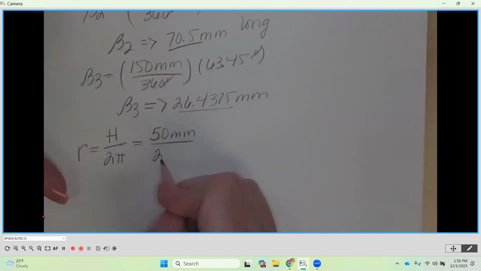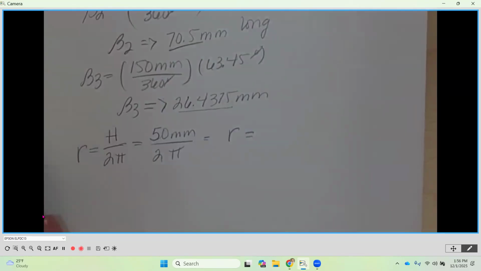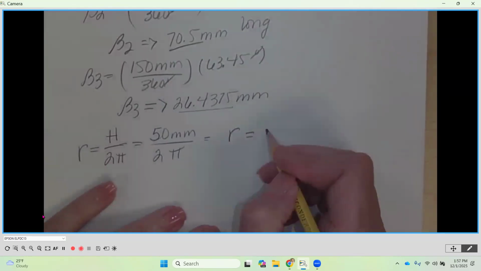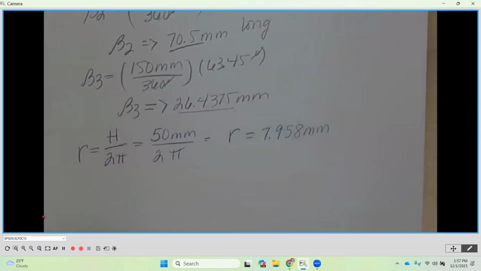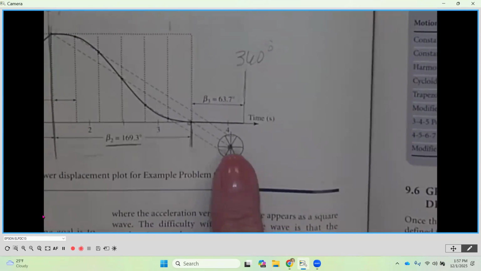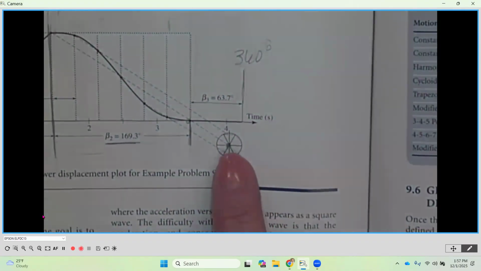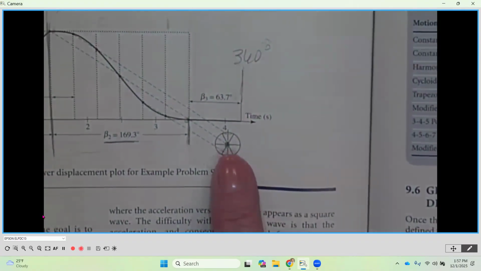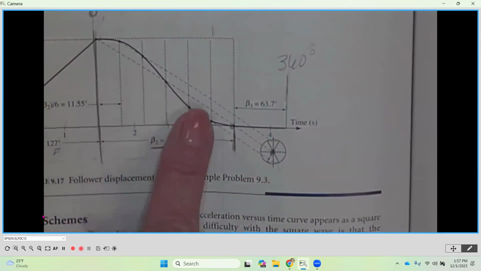And then we're going to divide by 2 and divide by pi. So our radius should be 7.958 millimeters. You guys get that? That's the radius. So 2 times that would be the diameter. So whether you draw that cycloidal circle with a radius of 7.96 millimeters, or if you do it as a diameter, just make sure you multiply it by 2. And its center is going to be, again, along that extended line down.